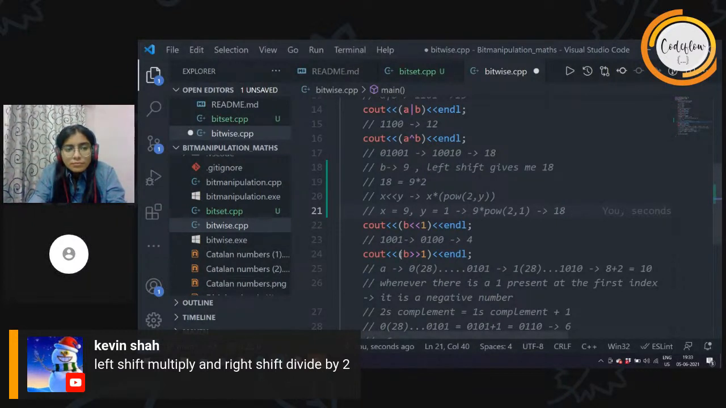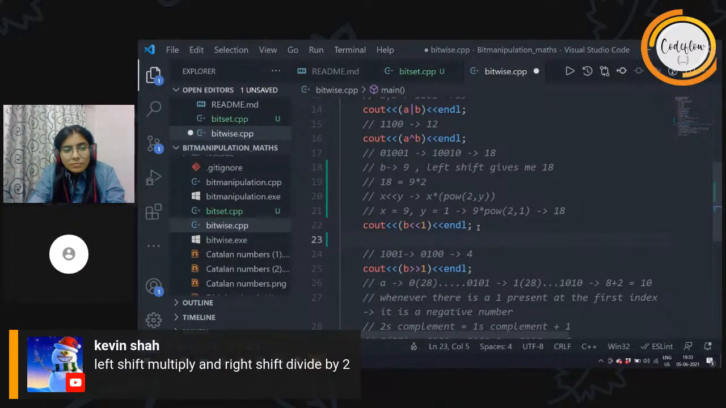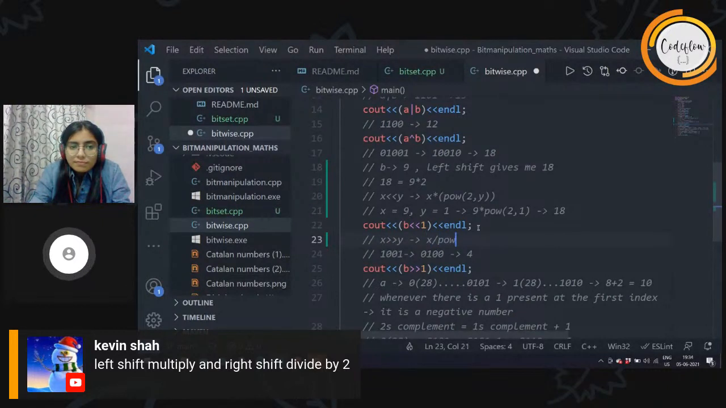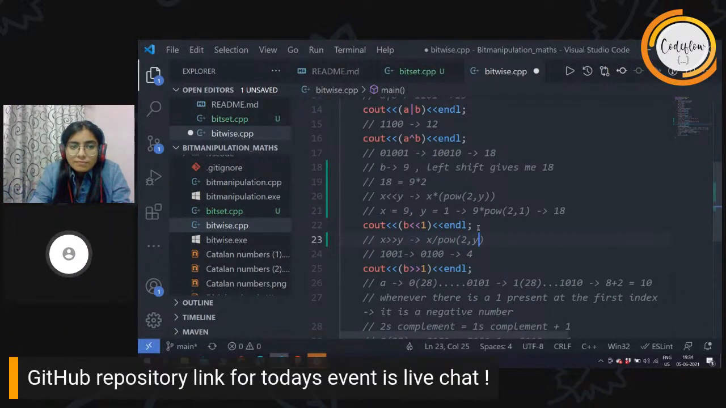Cool. And now it is no brain teaser that if I have a right shift operator, I am just writing it as x divided by 2 to the power y, right? That makes sense. So next time, you don't have to write in binary and go back and forth. Just divide it by 2 to the power whatever it is, or multiply it by 2 to the power whatever it is, right?